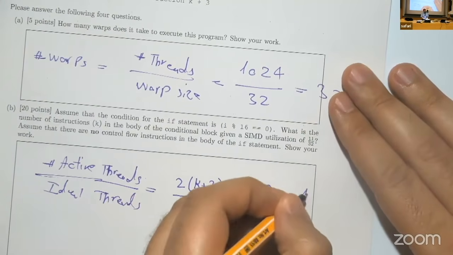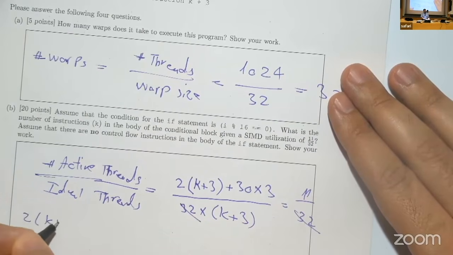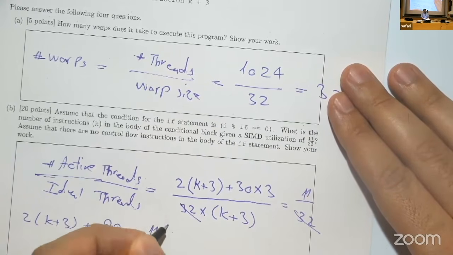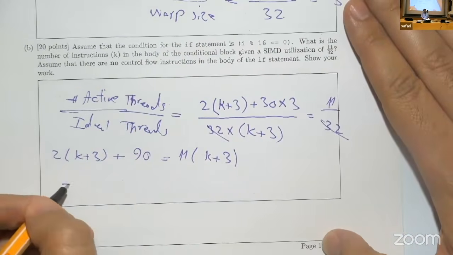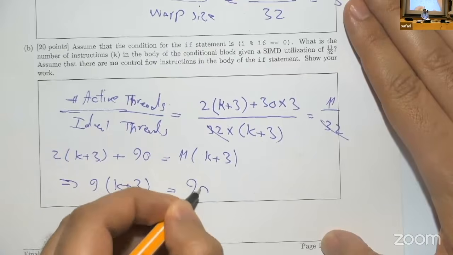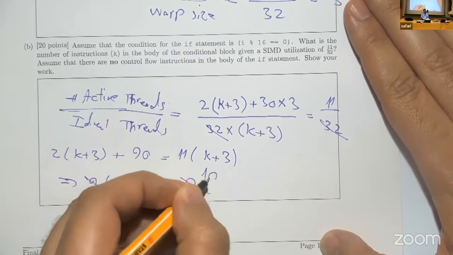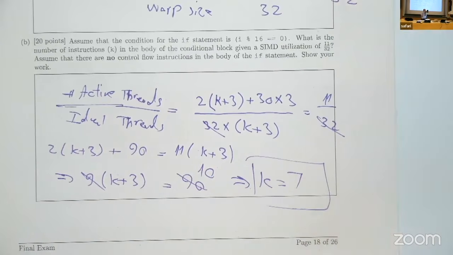So this equals 11/32. You can easily cancel out the 32s, and then we have 2 times (k plus 3) plus 90 equals 11 times (k plus 3). Then we would have 9k equals 63, which means that k is 7. Is it clear?